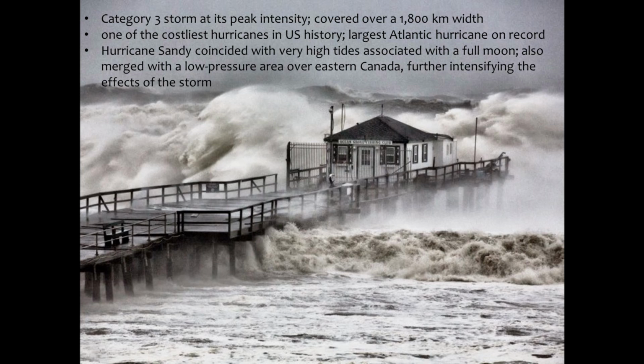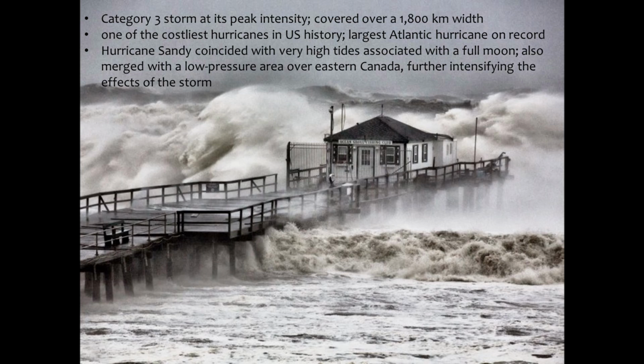And not only did it have a combination of that tropical storm as well as an extratropical storm, but we also saw that it coincided with periods of really high tides that were associated with a full moon. So not only do we have this huge intense storm that led to a rise in sea levels due to the storm surge, but we also had high tides, higher than normal water levels.